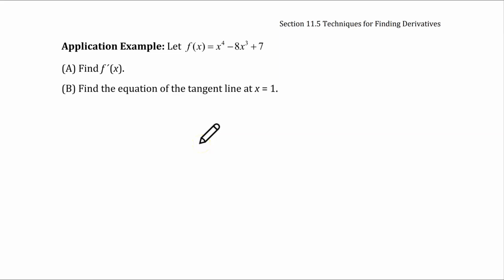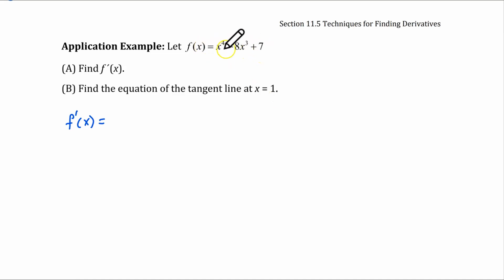Let us consider the following application example. Let f of x be equal to x to the fourth minus 8x cubed plus 7. Find the derivative of f with respect to x, and find the equation of the tangent line at x equals 1. f prime of x can be computed by differentiating each term of the given function here.